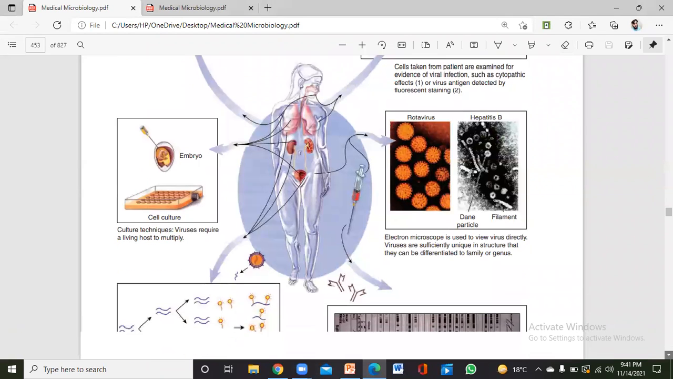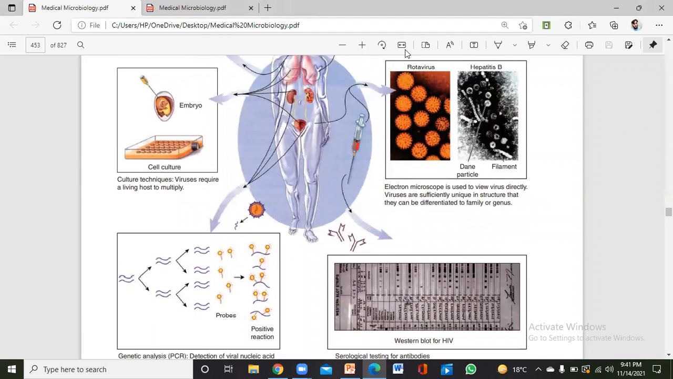Okay, so the third way is, if you have an electron microscope, just take the sample from the patient through a needle, and after that through a syringe, and place the specimen inside an electron microscope. In the electron microscope you can easily detect the virus, because the resolution and the magnification power are much higher, and you can easily detect the structure of the virus.